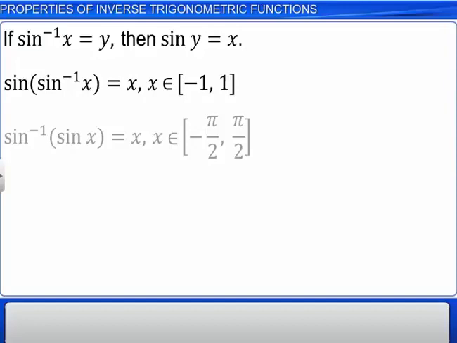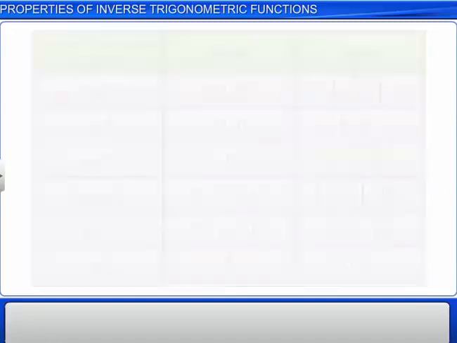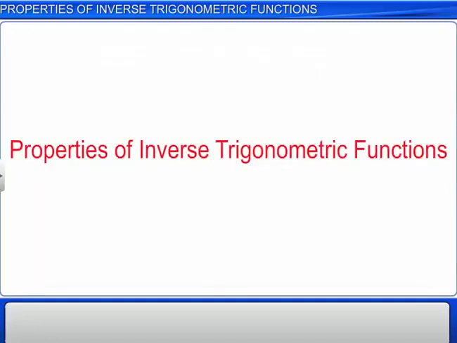Similarly, sine inverse of sine x is also equal to x when x belongs to the closed interval [-π/2, π/2]. You also learned about inverse trigonometric functions and their principal value branches. Let us now prove some properties of inverse trigonometric functions.